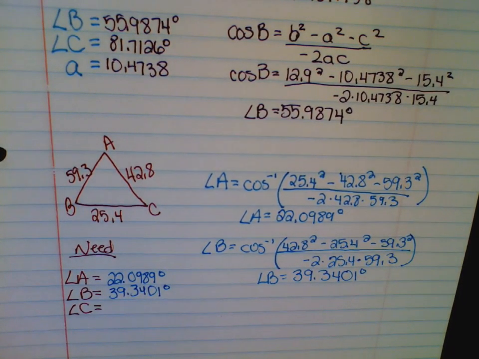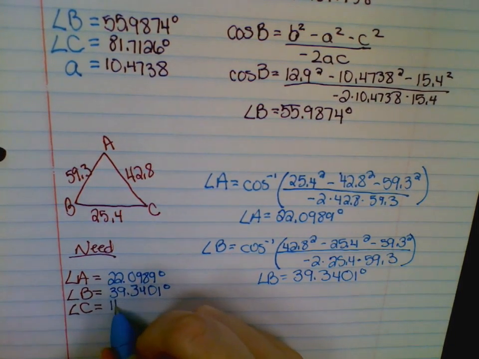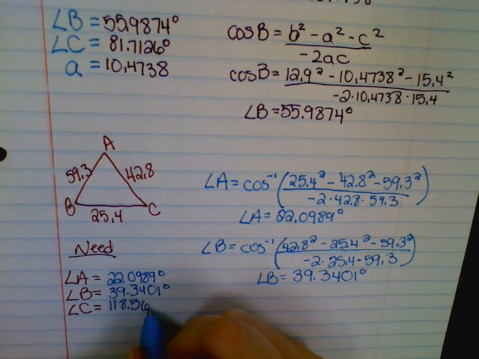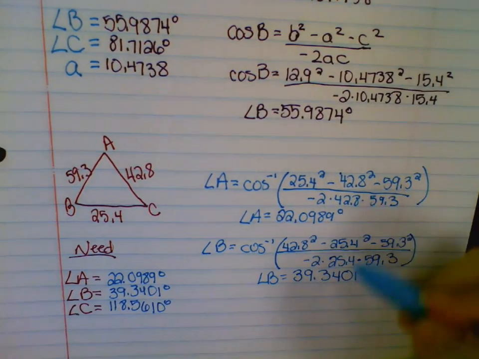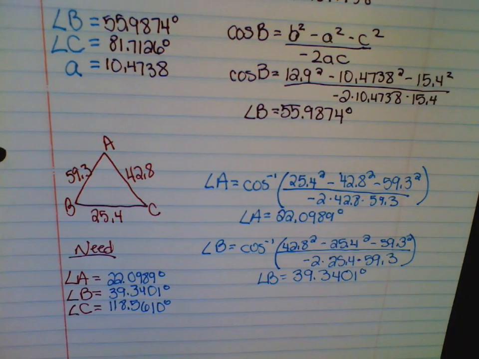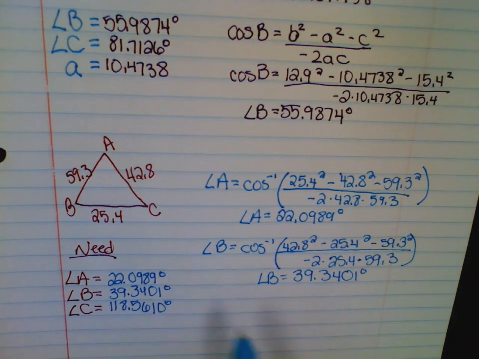To find angle C, we can just subtract those from 180. So we end up with 118.5610. You could also set up one for angle C just to make sure you didn't mess up, but it's a lot easier just subtracting from 180. Why don't you pause and try the last two, and I will show you my work when you come back after you try it.